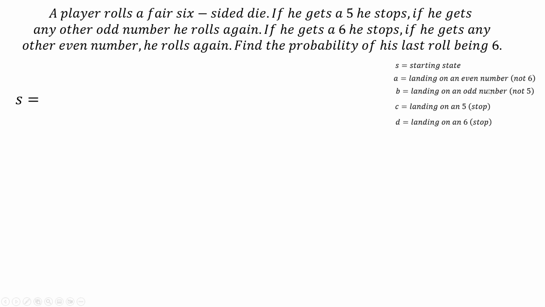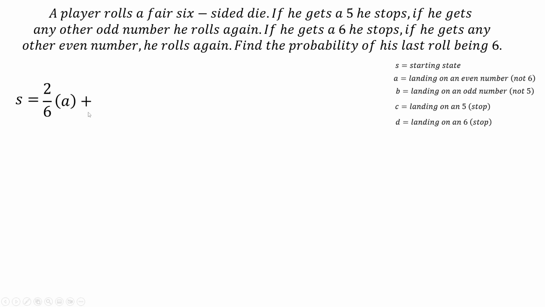So landing on an even number that's not 6. Okay, well, there's 2, 4, 6. So there's 3 even numbers from 1 to 6. Okay, and we can only land on 2 of them. So 2 of the 6. We don't want to be on 6 because that would be a stopping condition. So there's a 2/6 probability of landing on A. So 2/6 times A.